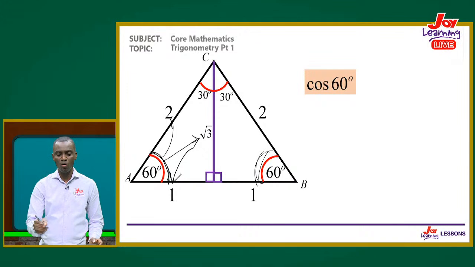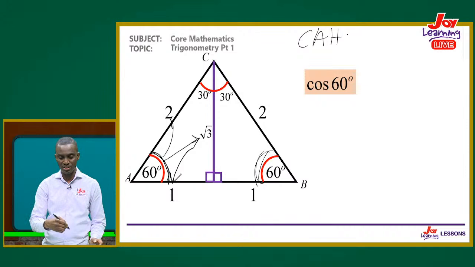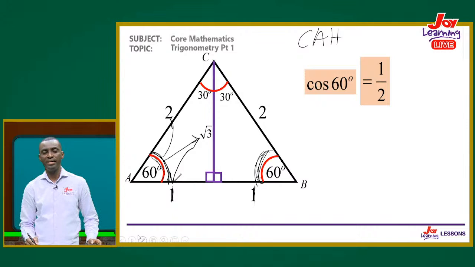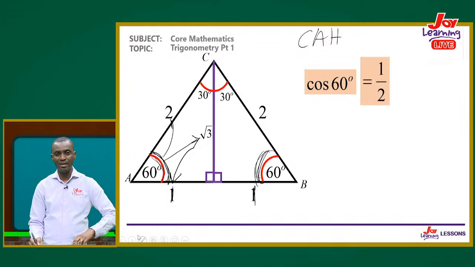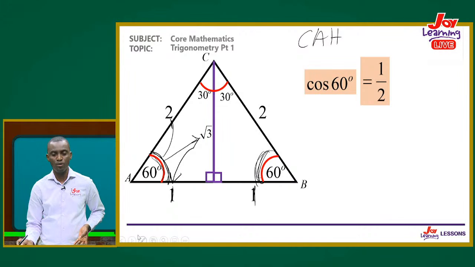And we know cos comes with ka, right? So adjacent side over the hypotenuse. And adjacent side of the 60 here is 1. If I pick it from here, it will still be 1. And so 1 over the hypotenuse, which is 2. And so we get 1 over 2. That's why cos 60 will give us half. Right now, you can pick calculator, and then you press cos 60 on the calculator. You get the answer to be half or 0.5.